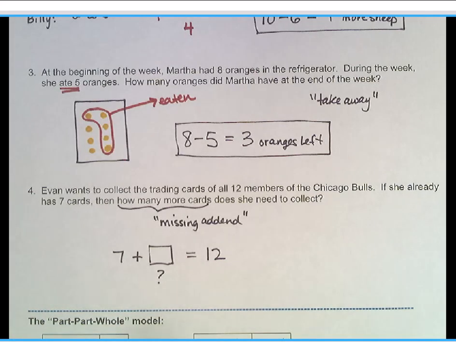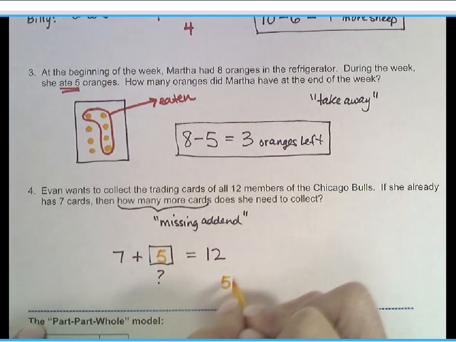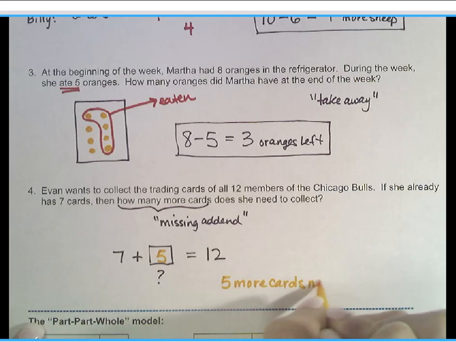So this requires you to just know how to add. And maybe you memorized your addition facts and you know that 7 plus 5 is going to equal 12. So 5. So 5 more cards needed.